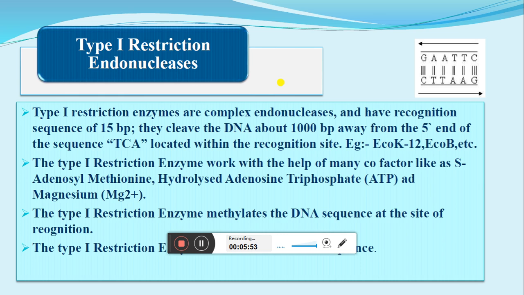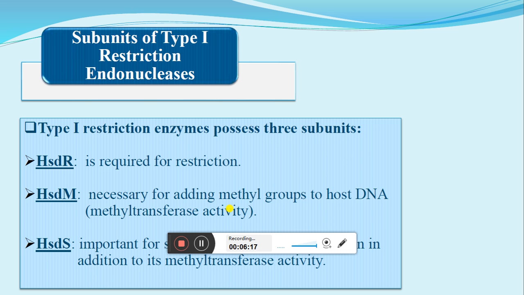Type I restriction enzymes work with the help of many cofactors like S-adenosylmethionine, hydrolyzed adenosine triphosphate, that is the ATP, and magnesium. The type I restriction enzyme methylates the DNA sequence at the site of recognition. The subunits of type I are HsdR, which is required for the restriction, HsdM, which is necessary for the addition of the methyl group to the host DNA, that is the methyltransferase activity, and HsdS, which is responsible for the sequence recognition.